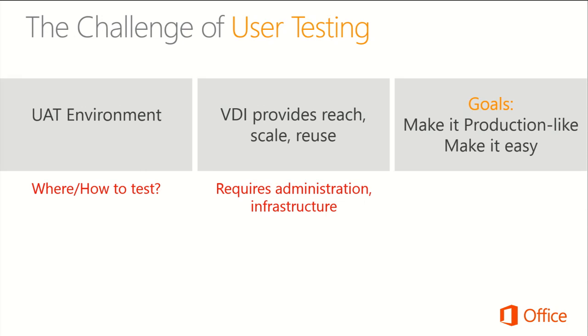So you can say, okay, I've got 30, 40 different people testing. I've got to make sure this person gets that machine, this person gets that machine. When they're done, I know to rebuild it, allocate it to someone else. So there's an administration cost. There's overhead. But the goal of any UAT environment, of any user testing, is to make sure there's 2 goals.